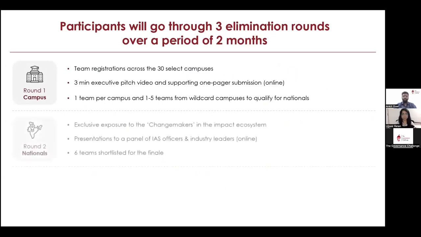The nationals round will then have 26 teams, which will get an exclusive exposure to change makers from the impact ecosystem. They will make their presentations finally to a panel of IAS officers and industry leaders. This would be an online round. From this nationals round, we'll select 6 teams for the finale, which is the summit, as we call it.